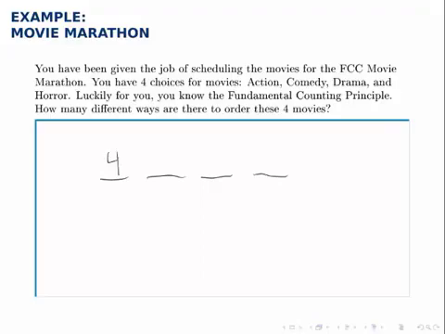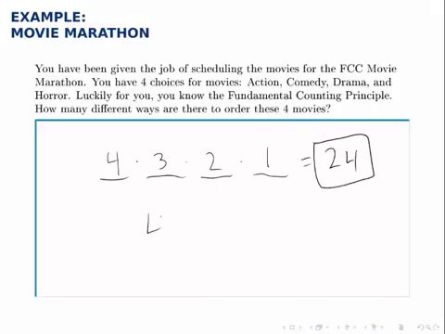However, once we've done that, the first slot is taken. Now, for the second slot, there are only 3 movies left to choose from, because we've already used up 1 on the first slot. So there are 3 ways to pick the second movie. Similarly, for the third slot, we've already placed the first and second ones, so there's only 2 movies left to choose from. And then for the last slot, there's only 1 movie left to choose from, because all the others have been placed. So if we multiply these 4 together, 4 times 3 times 2 times 1 is 24. So there are 24 total possible ways that you could order these movies.